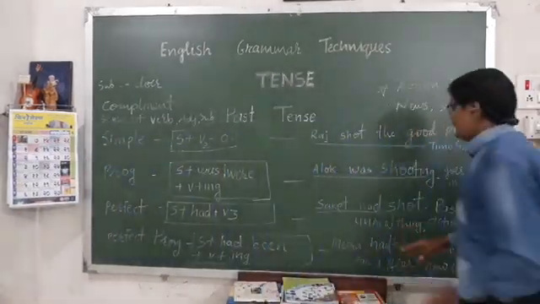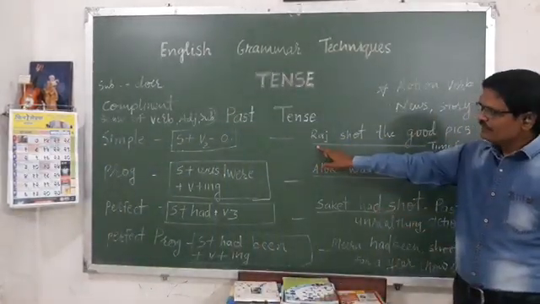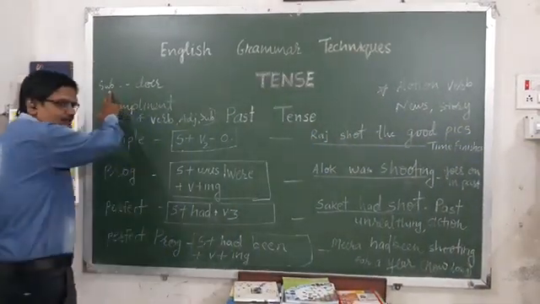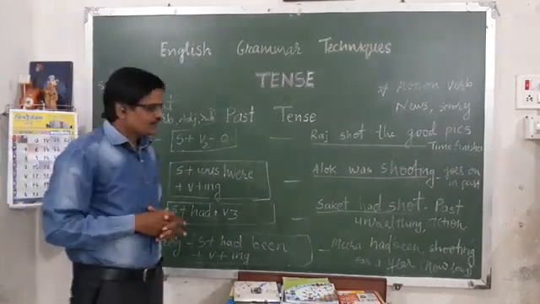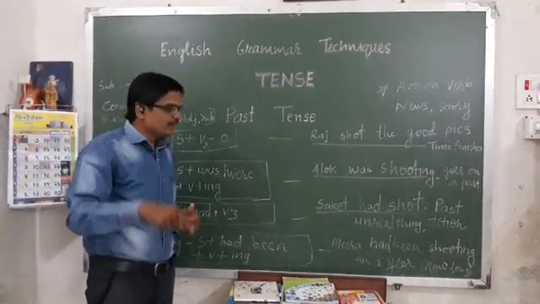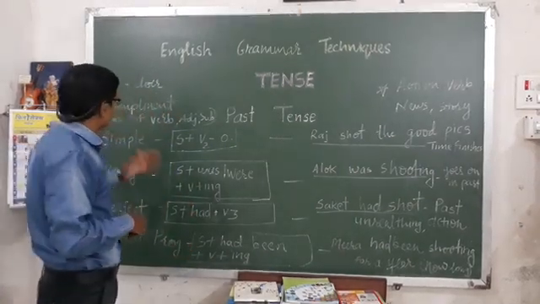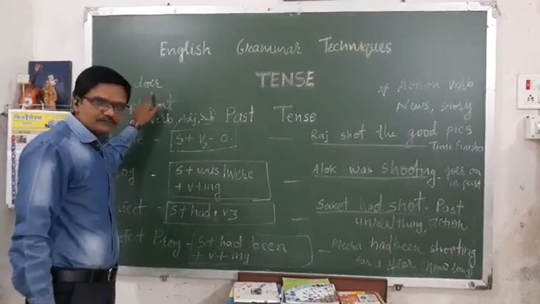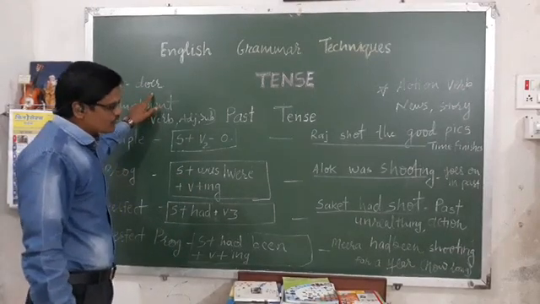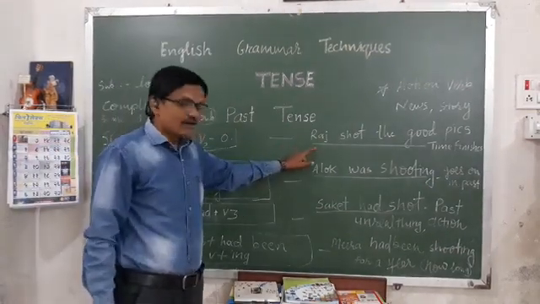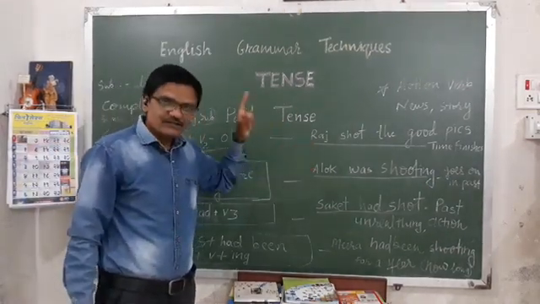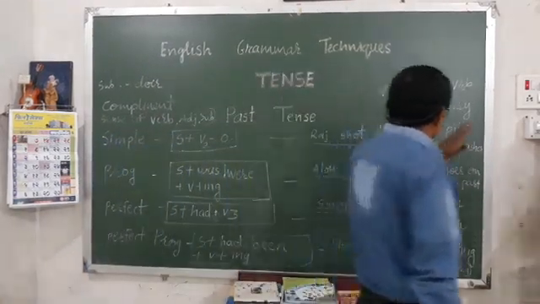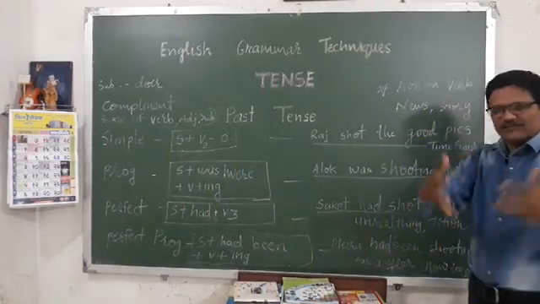Raj. Raj is the subject of the sentence. One more thing, if you remember, I have mentioned about the subject. What's the function of the subject? Subject is the doer of action. So Raj is a doer of action. It is the subject also. Raj shot the good pics. Pics means photographs.